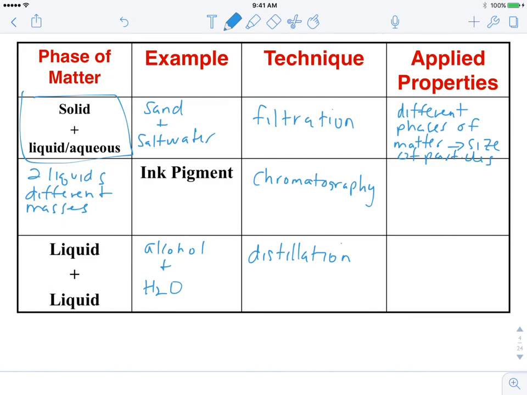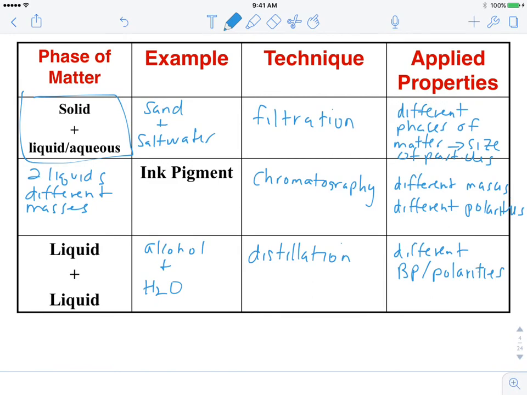With the ink pigments, here with chromatography, we're applying the idea of different masses and also different what they call polarities. And when we have something like distillation, we're applying the property of different boiling points, and also different polarities again. Now, I don't really expect you to know what polarity is just yet. We're going to do a whole chapter on bonding soon, and so you'll know about what's known as molecular polarity. But the property of polarity determines things like boiling point. It determines how well it will adhere to paper, for example, and so that's what I mean by different polarities.